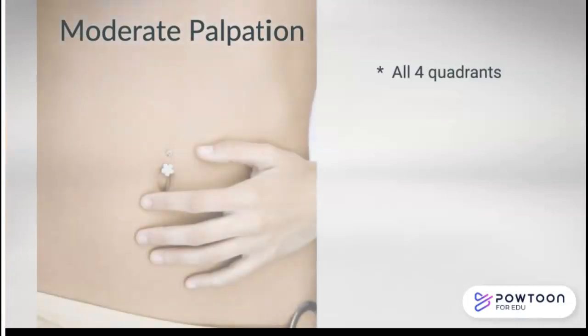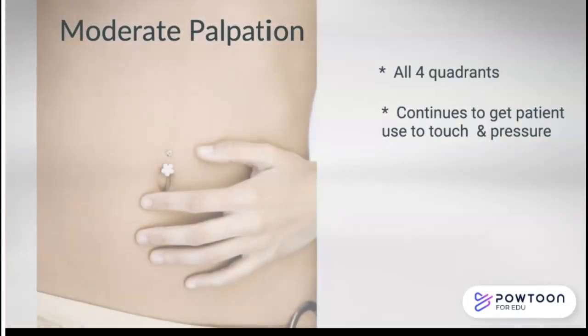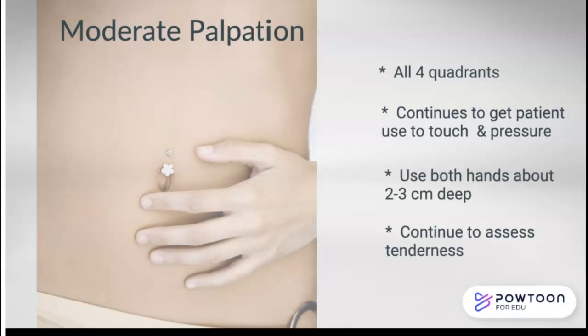After you've completed light palpation, you move on to moderate palpation. Again, you'll do this in all 4 quadrants, a little bit deeper, between 2 to 3 centimeters. Use both hands and continue to assess for tenderness.